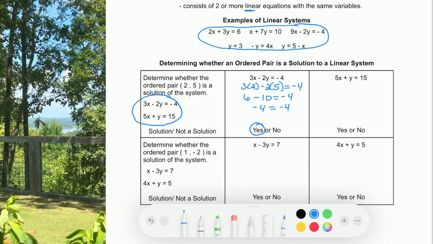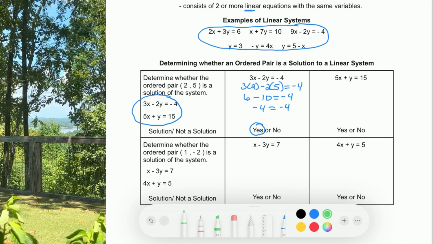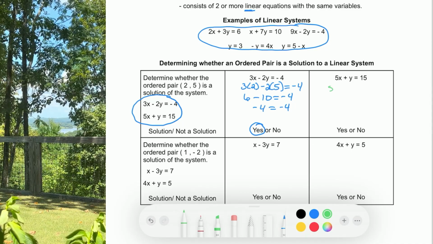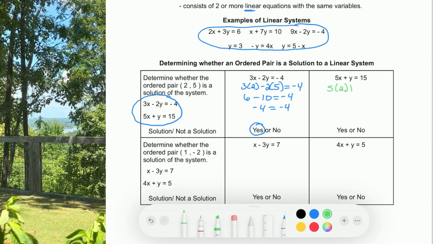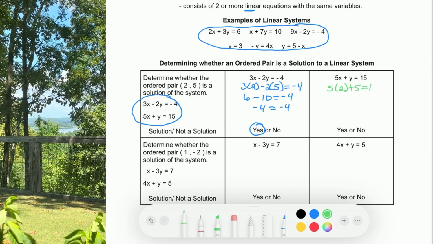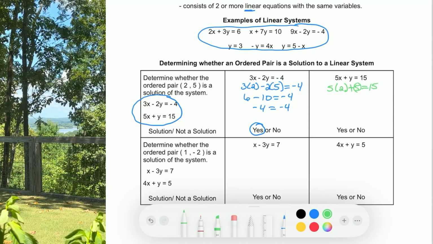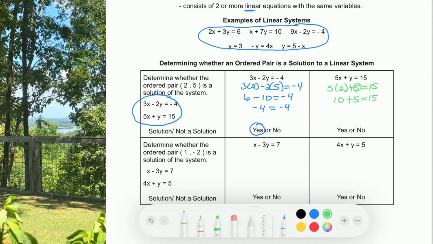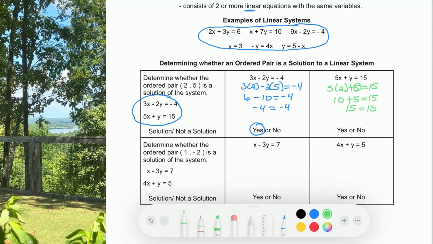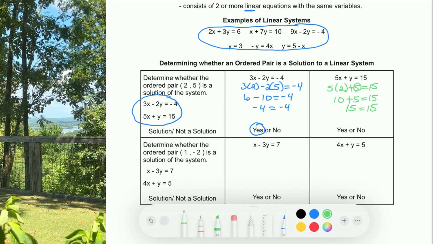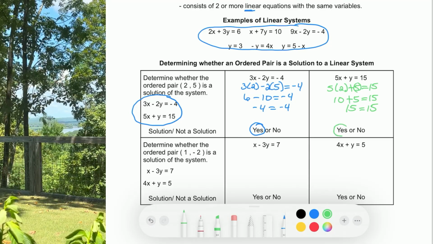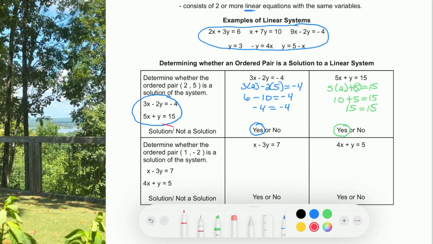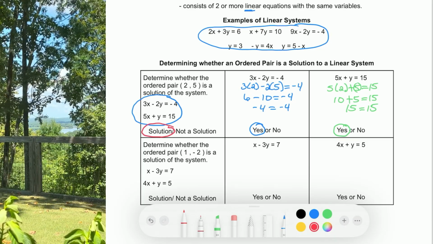Let's look at the other equation. 5x plus y equals 15. Again, we're going to substitute in the 2 and the 5. So I get 5 times 2 plus 5 equals 15. 5 times 2 is 10, and then I have the plus 5. 10 plus 5 is 15, and both our sides match, so it's also a solution to this equation. So we would say, yes, this is a solution to the system because it works for both equations.